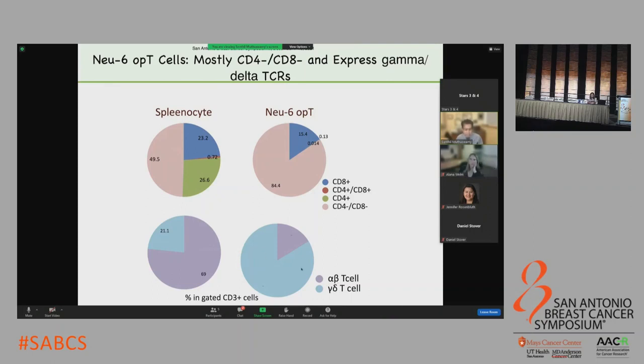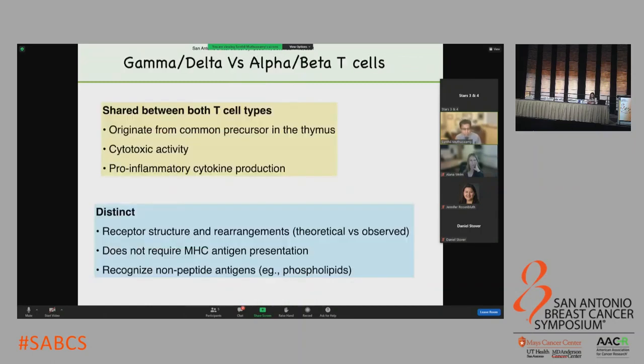This raised interesting questions as to what this really means. And for us, it was actually an educational moment because we were really not thinking too much about gamma delta T cells. So let me show one slide for those of you who are not familiar. Both alpha beta and gamma delta are derived from the same precursor in the thymus. They both are cytotoxic T cells. Both produce inflammatory cytokines like interferon gamma. They differ in very important aspects.